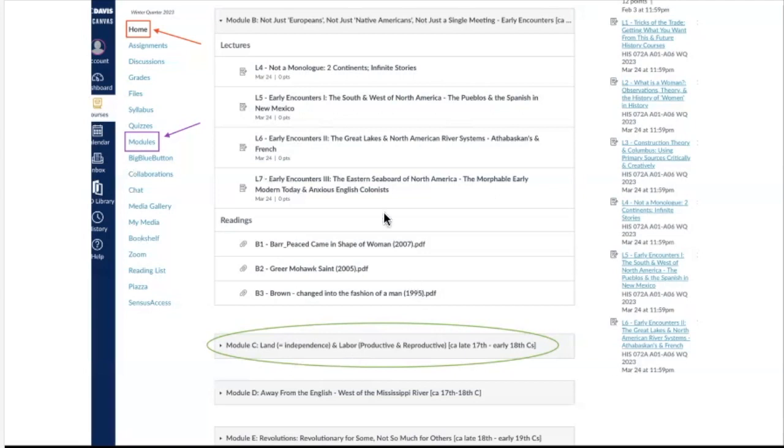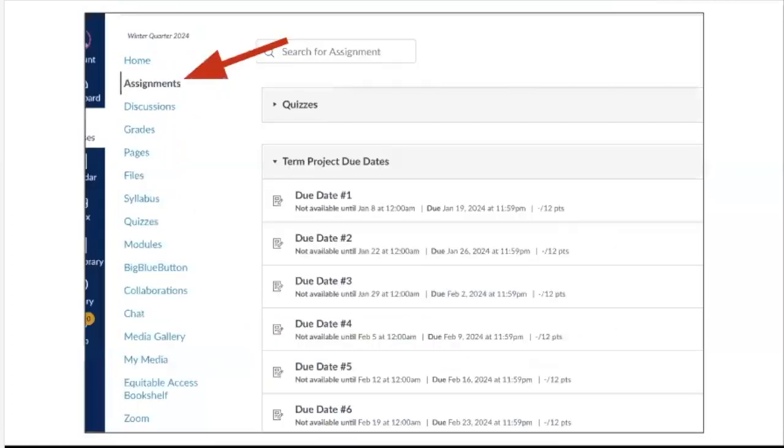When you open a module, you will see a set of lectures and readings. This particular image is from the course last year. The lectures will be posted as we go along. Once a lecture is posted, you will be able to get to it by finding the lecture here or in assignments, the tab just below home. You can get to lectures, quizzes, and term project due dates through assignments on the left-hand menu.